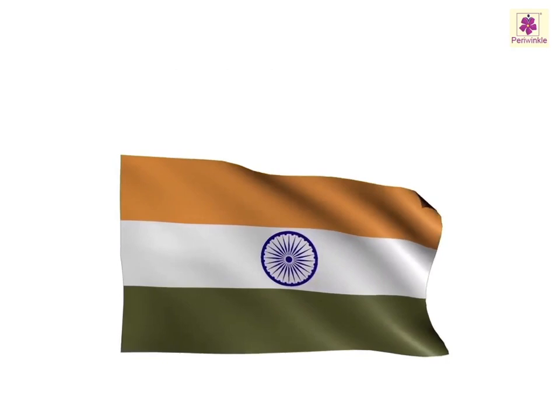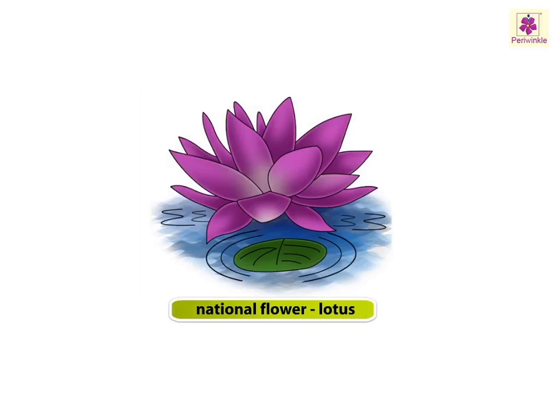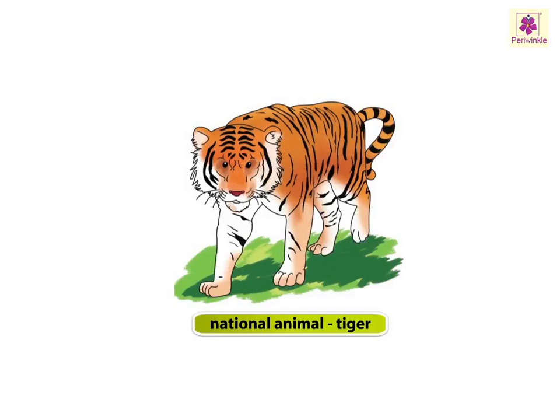Our national bird is peacock. Our national flower is lotus. Our national animal is tiger. Our national game is hockey. Our national emblem has 4 lions and the Ashoka Chakra.